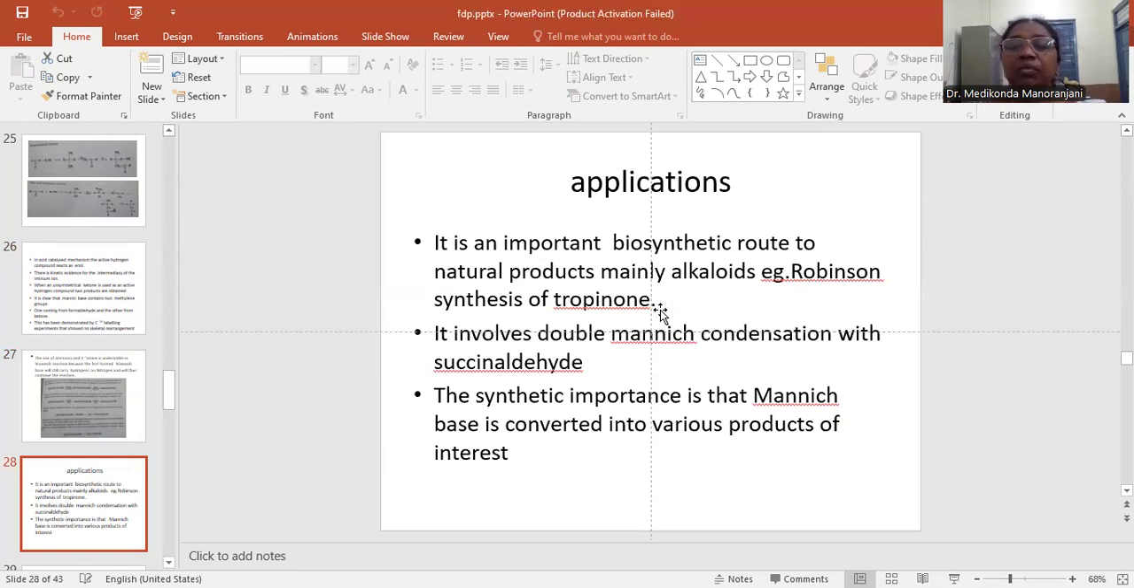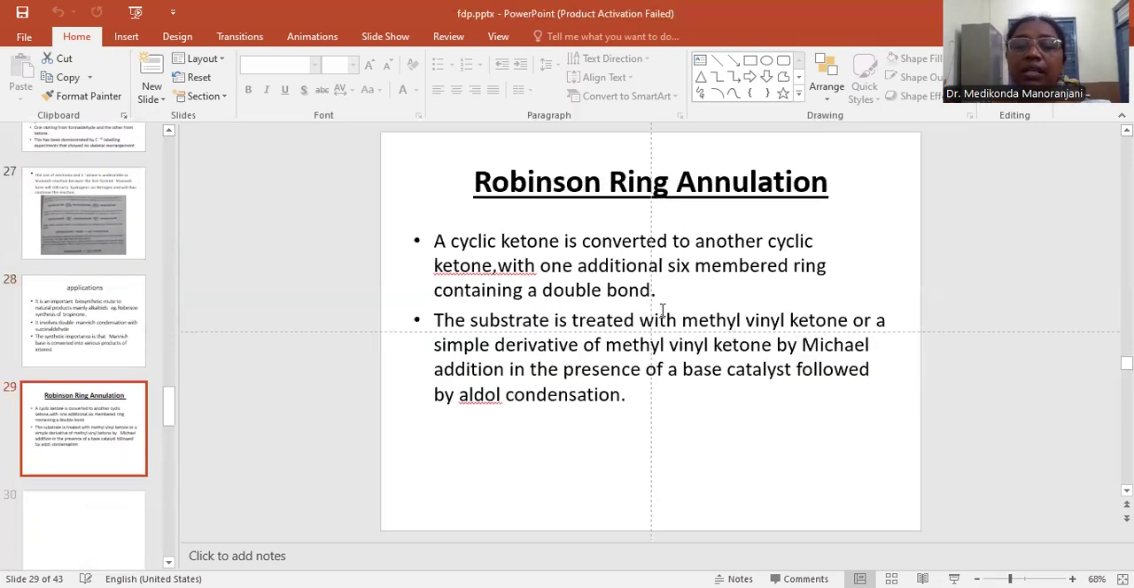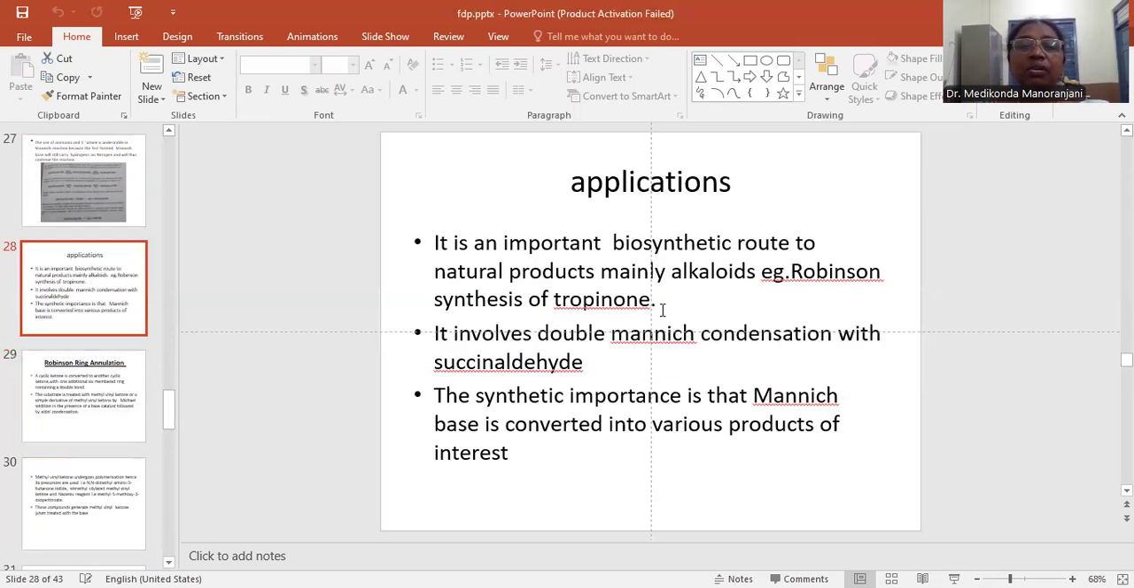Now let us see some of the applications of Mannich reaction. It is an important biosynthetic route to natural products, mainly alkaloids. Example, Robinson synthesis of tropinone. It involves double Mannich condensation with succinaldehyde. The synthetic importance is that Mannich base is converted into various products of interest.